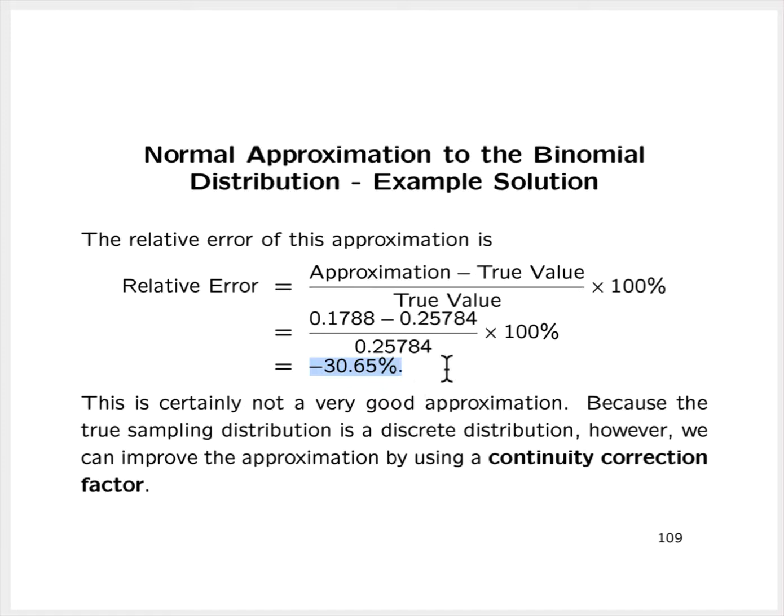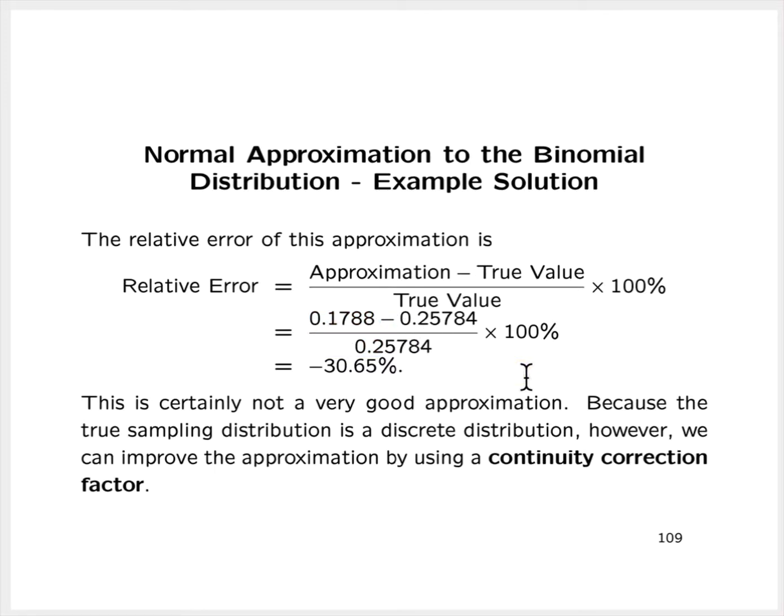Wow, if we want to approximate a probability, we certainly want to do better than underestimating it by 30.65%. Now, because the true sampling distribution is a discrete distribution, we can improve the quality of this approximation by using a continuity correction factor. There are really 2 reasons why the normal distribution is giving us such a poor approximation equal to 0.1788.